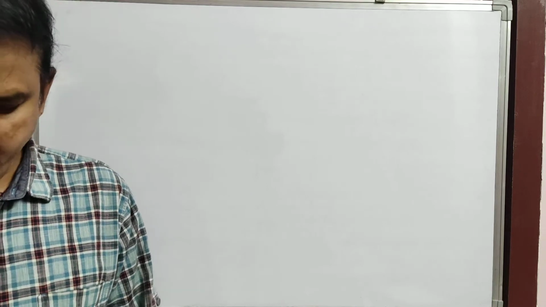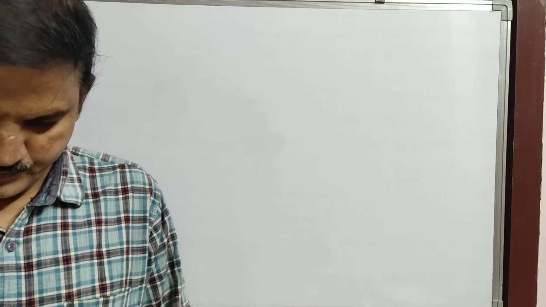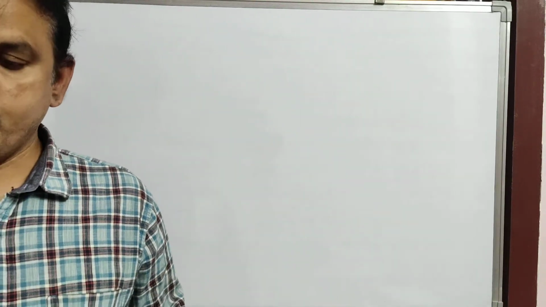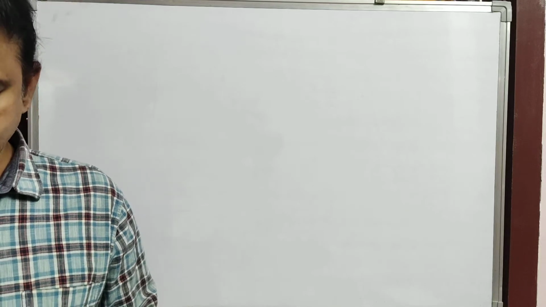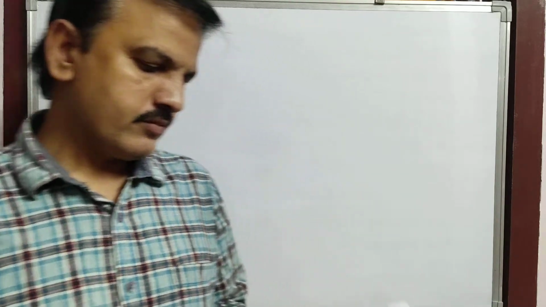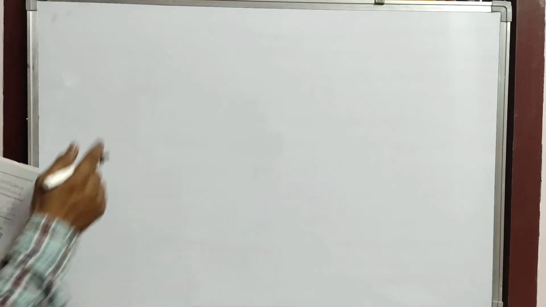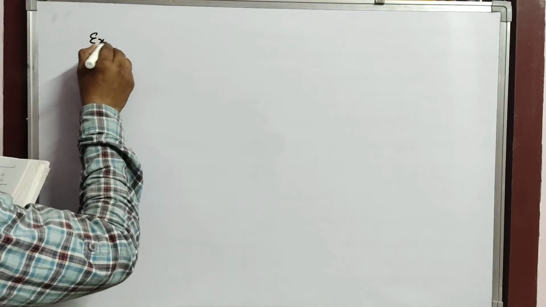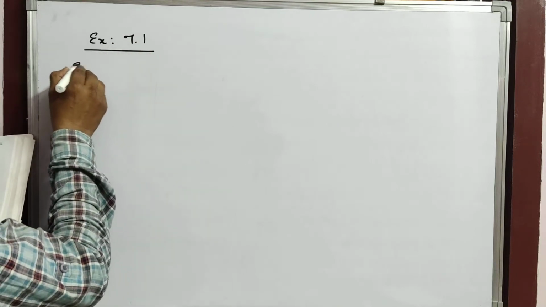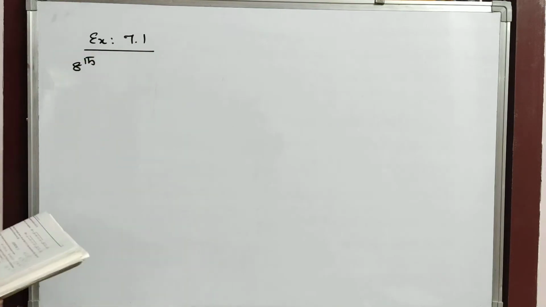In chapter 7, that is 7.1, the 8 and 9 sums. Page number 161, Exercise 7.1, the 8 and 9 sums. Here, see the 8th sum.